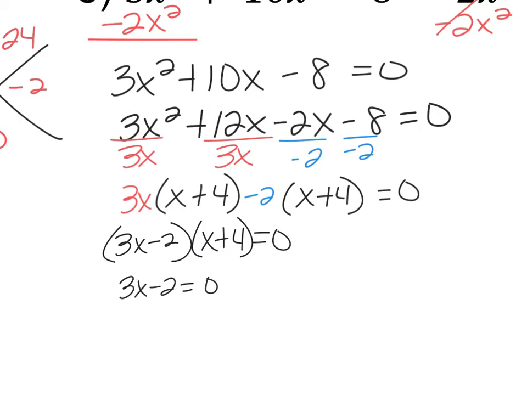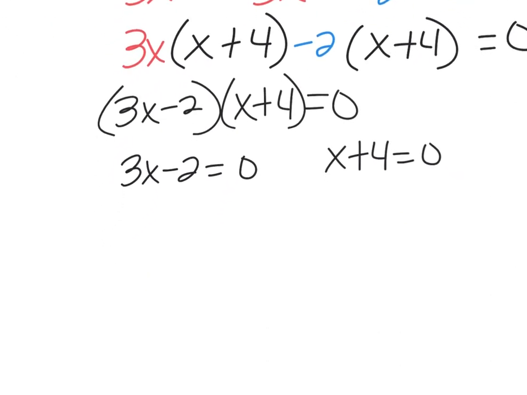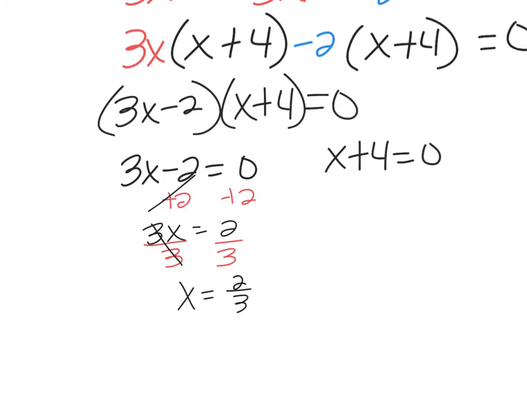So 3x minus 2 equals 0, x plus 4 equals 0. Let's go ahead and I'll do the harder one first this time. So add 2, add 2. So I have 3x equals 2. Divide by 3, divide by 3. So x is 2/3. Don't even think about writing that as a decimal because you'll have to round. So leave it as a fraction, it's okay. All right, and then the other part, we're going to minus 4, the easier one. So x equals negative 4.